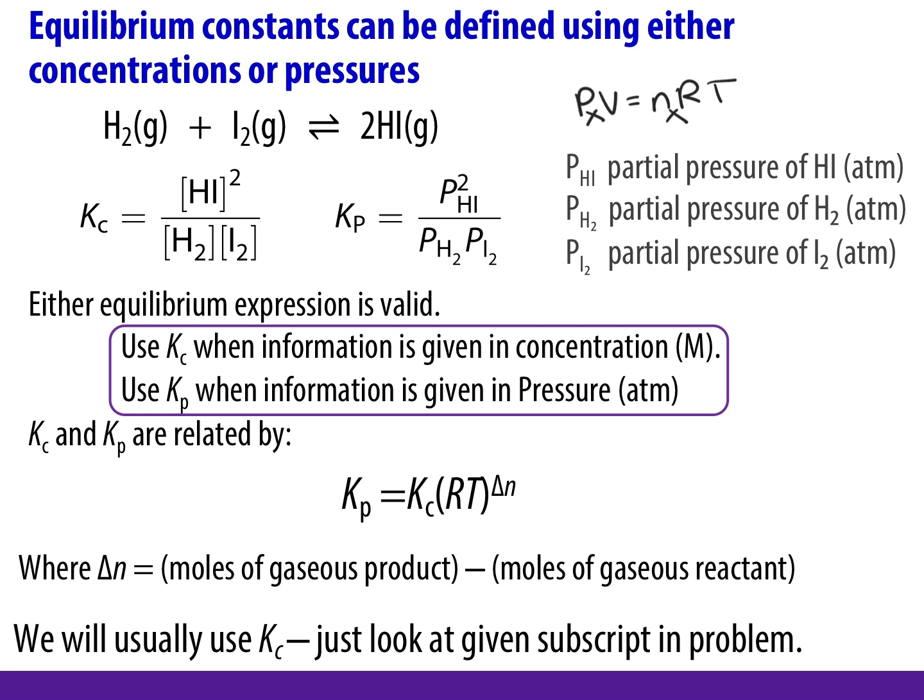So for our purposes, we do have this relationship between a Kp with pressure units and a Kc in concentration units. Basically, all you have to do is use the appropriate one based on which you're given. So if you're given a Kc, do everything in concentration units. If you're given a Kp, do everything in partial pressure units.